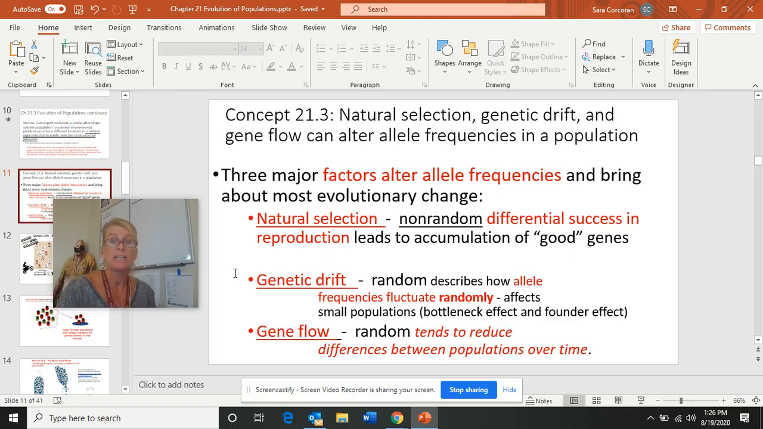Under the umbrella of genetic drift, there are two other terms you need to know called bottleneck effect and founder effect, and we've got slides for those. Gene flow also alters allele frequency. Do you remember when we first started talking about this, I had the picture of the purple bugs and the brown bugs, and one purple bug immigrated over to the brown bug population, and he is certainly going to change the allele frequency of that population.